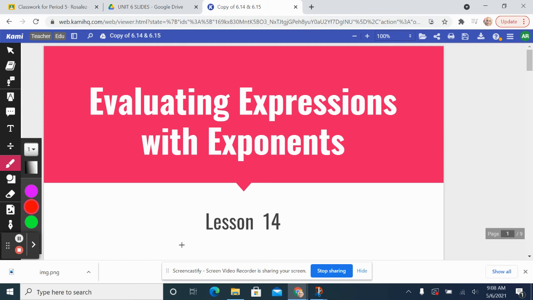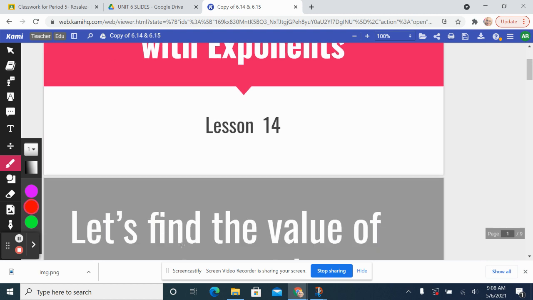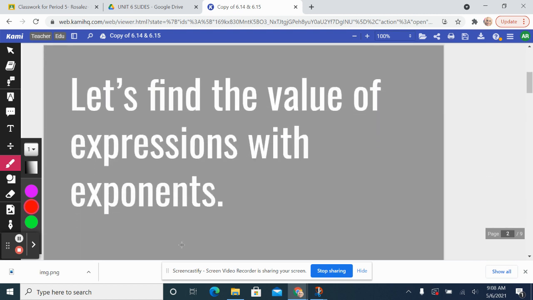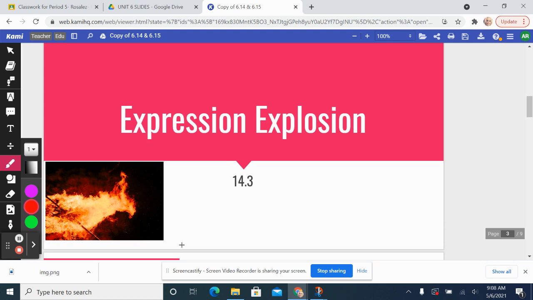All right, so today we're doing lesson 14 and 15, but we will only be doing one section from each lesson. For lesson 14, we're going to be evaluating expressions with exponents, kind of piggybacking on what we've already been doing. So let's find the value of expressions with exponents. We will be doing 14-3.